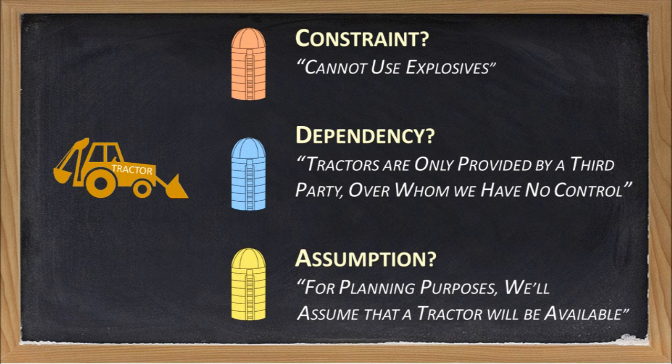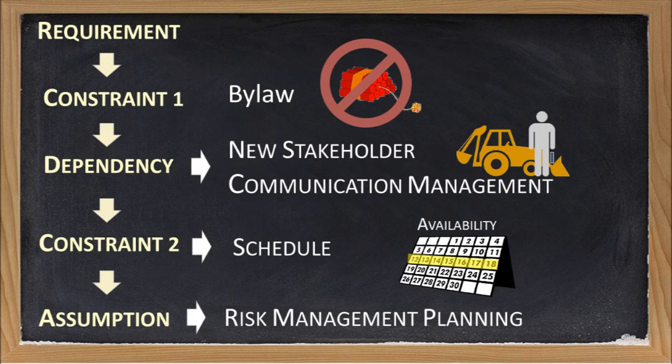Let's now look at the bylaw's impact from a project-wide perspective. Within the work breakdown structure for the project, we have a task that requires excavation of a plot of land. This requirement has an external constraint imposed upon it, the bylaw not to use explosives. This constraint means that the project has to take on a new project stakeholder, the tractor owner, who becomes an external project dependency, as we now have to factor this new stakeholder into our communication planning.